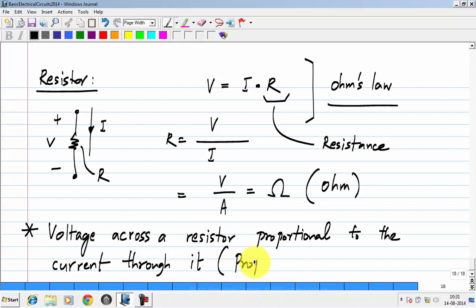And the proportionality constant is the resistance. Okay?